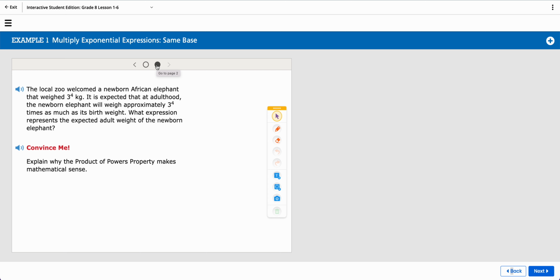All right. The local zoo welcomed a newborn African elephant. The newborn weighed 3 to the 4th power kilograms. It is expected that at adulthood, the newborn elephant will weigh approximately 3 to the 4th times as much as its birth weight. So what expression represents the expected adult weight of the newborn? If it starts out at 3 to the 4th, and then it's going to grow to be 3 to the 4th times that much: 3 to the 8th power. There you go. We keep the same base. The base stays the same, and we add the exponents. So it's 3 to the 8th.